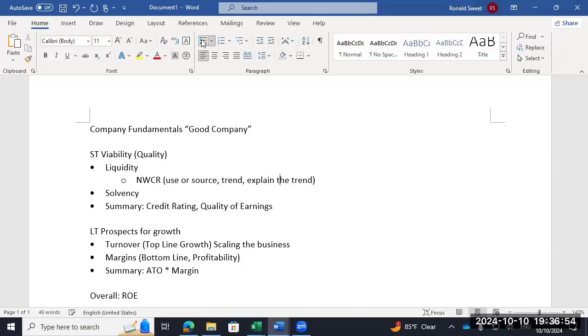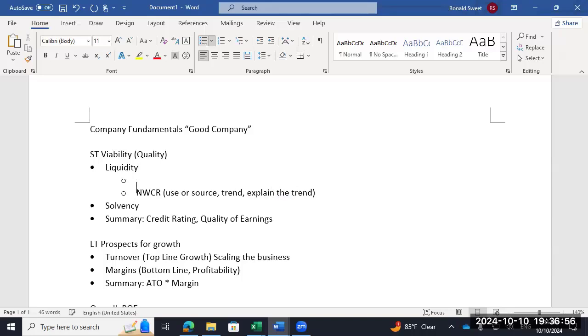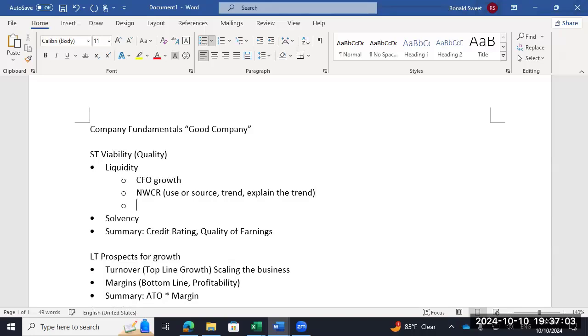So what else did we look at under liquidity? What's the first thing under liquidity? Kind of the simple one. Yeah, CFO growth. That's kind of an easy one. And the last thing we're looking at.